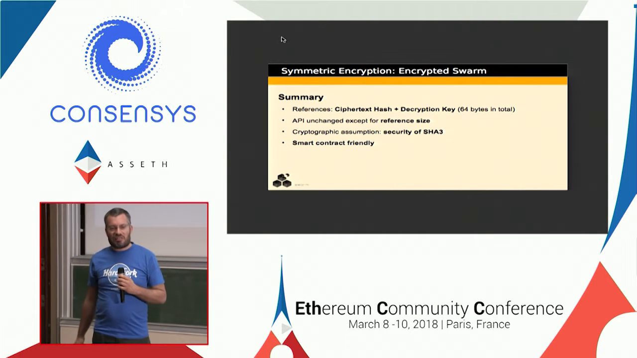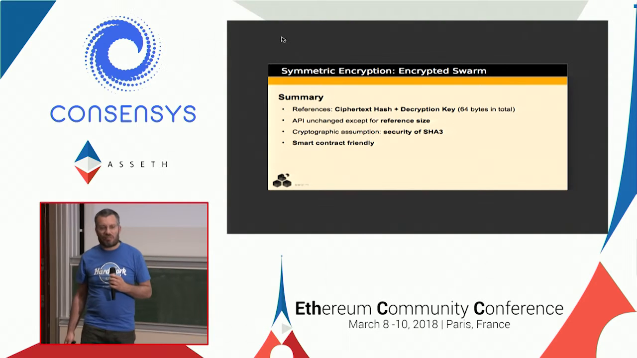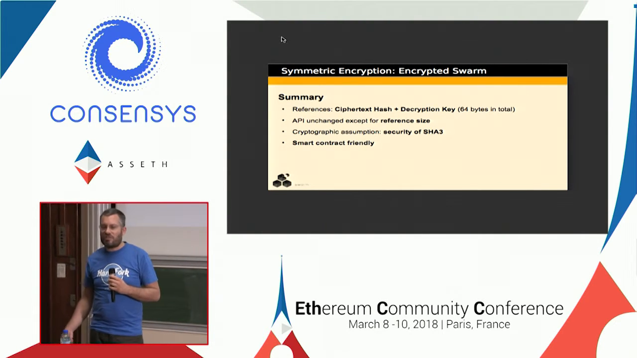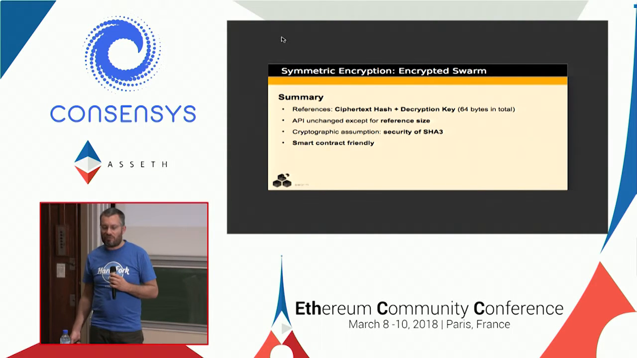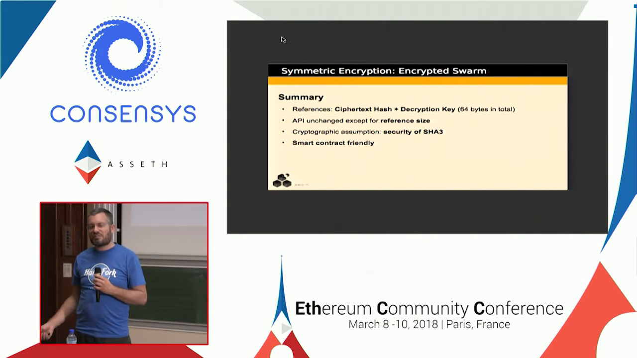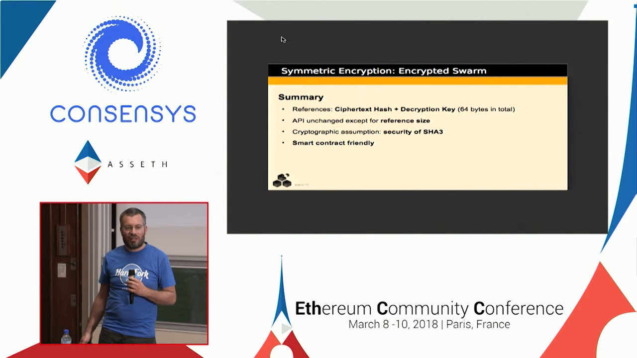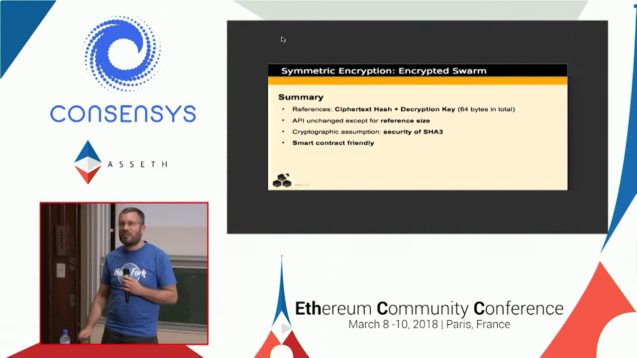the references in encrypted Swarm consist of the hash of the ciphertext and the corresponding decryption key. So instead of the 32 bytes of the hash in the unencrypted Swarm, here we have twice as long references, but otherwise everything else stays the same. And in particular, the API itself is completely unchanged.